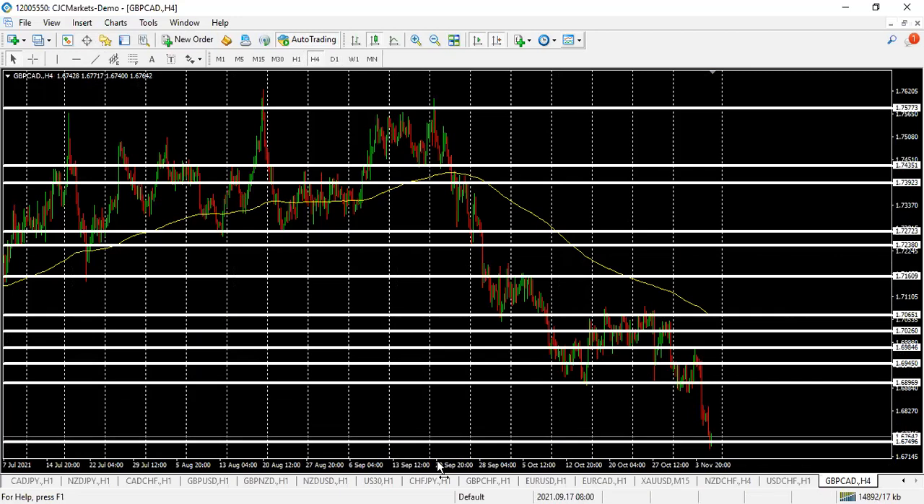All you need to do is look for points of reversals. Look out for points of reversals. And that is how you identify support or resistance.